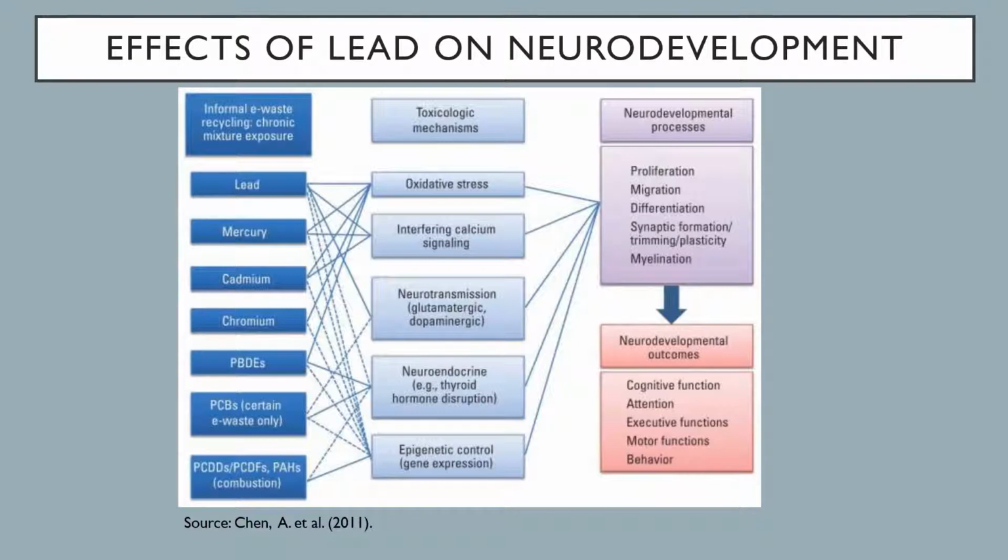So, the effects of lead on neurodevelopment. Obviously this schema is a little bit confusing, but essentially the solid lines refer to known health effects from the certain substance in question to the somatic effect. So for example, lead is directly known to cause oxidative stress. Mercury is directly known to interfere with calcium signaling. The dotted lines refer to likely associations that are not yet confirmed. Even though they are not yet confirmed, it doesn't mean that these should be discounted.